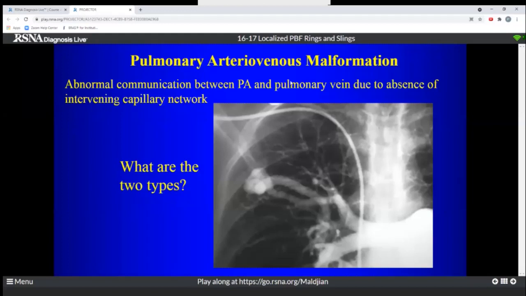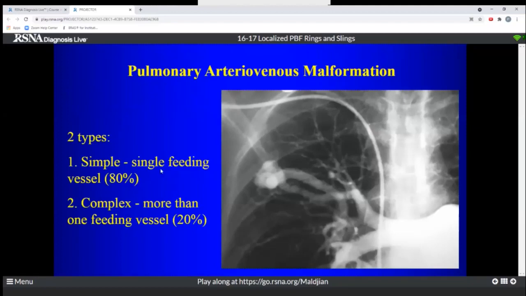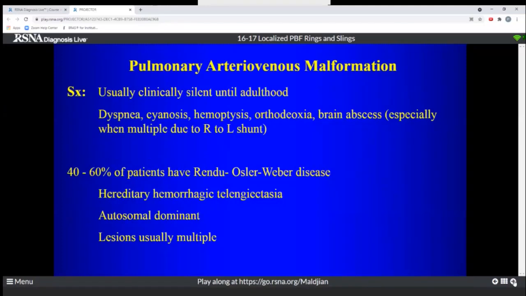All right, so pulmonary arteriovenous malformations are abnormal communications between the pulmonary artery and the pulmonary vein. And there are 2 types. Here you can see the pulmonary artery going to this bulbous mass, and then here's the appearance of an early draining vein. That's what you see with a pulmonary AVM. So the 2 types are simple, where you have a single feeding vessel, or complex, where there is more than one feeding vessel.